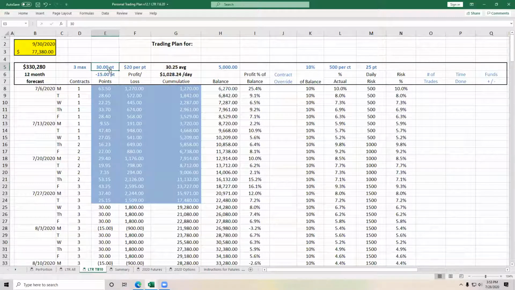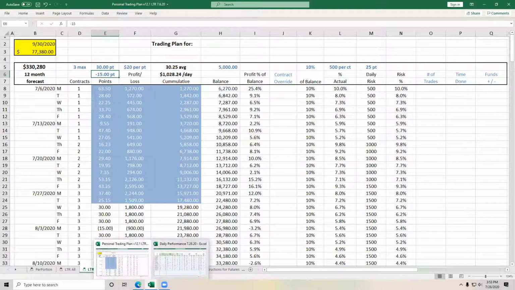Right now, our actual and forecast are right in line. And in fact, I think it's conservative because we have yet to have a losing day, but we're still allocating one losing day a week in our forecast and have that losing day be 15 points, which is the equivalent of $300 per contract. So that's the summary for today. Pretty happy with today's performance considering how choppy it was today.